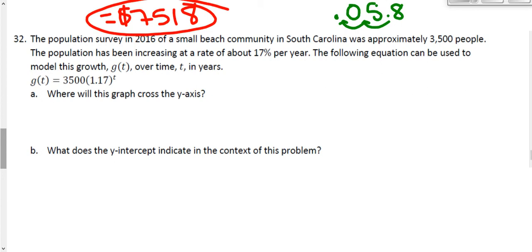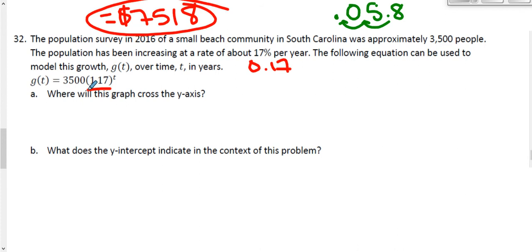And that brings us to question 33. A population survey says that the population of a small beach community is 3,500 people. The population has been increasing, that's growth, at 17% per year, and the following equation can be used to model this growth. So you can see that the 17%, that's 0.17, they've done 1 plus that number to get the value inside the parentheses, so we can see this is growing, it's over 1.